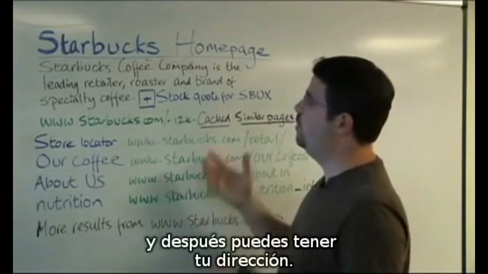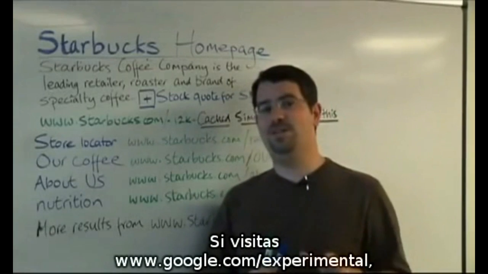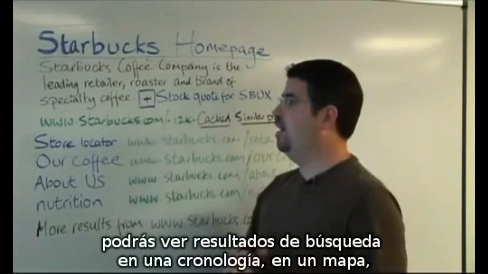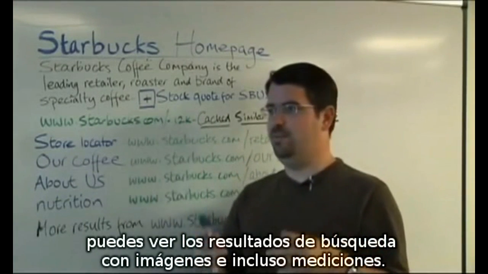And we're always looking for new ways to surface interesting data. If you go to google.com/experimental, we do have views where you can look at search results on a timeline, search results on a map. You can even see all the search results with images and even measurements.